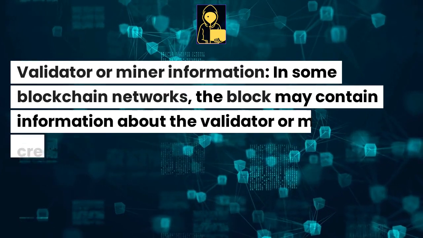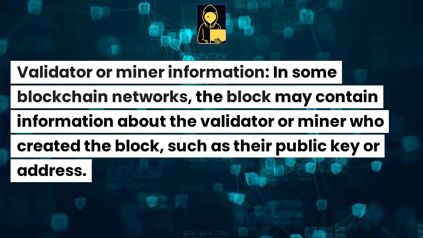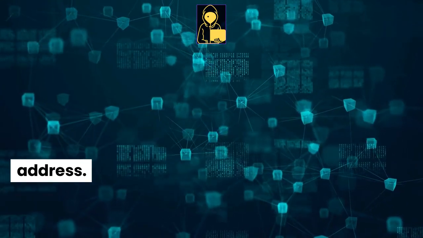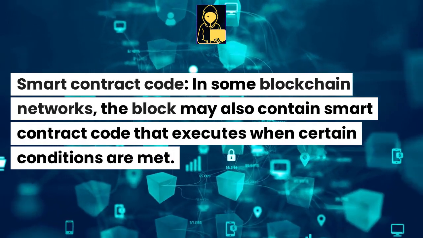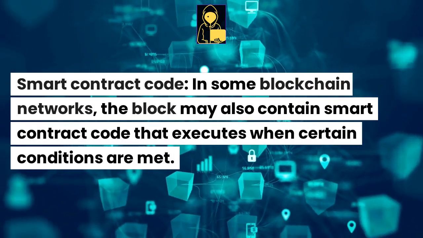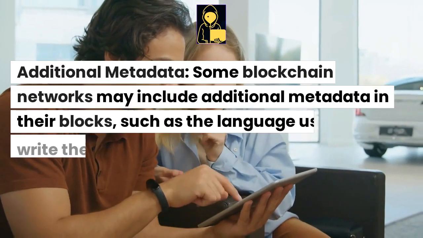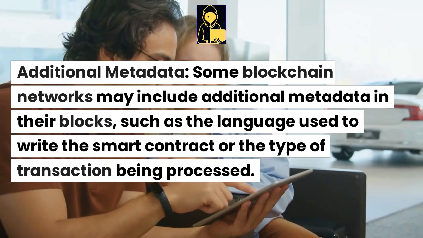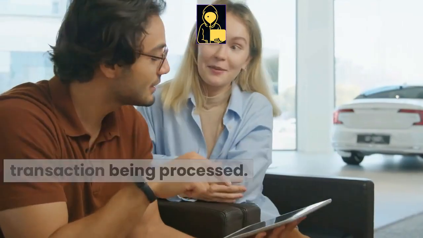Validator or miner information. In some blockchain networks, the block may contain information about the validator or miner who created the block, such as their public key or address. Smart contract code. In some blockchain networks, the block may also contain smart contract code that executes when certain conditions are met. Additional metadata. Some blockchain networks may include additional metadata in their blocks, such as the language used to write the smart contract or the type of transaction being processed.